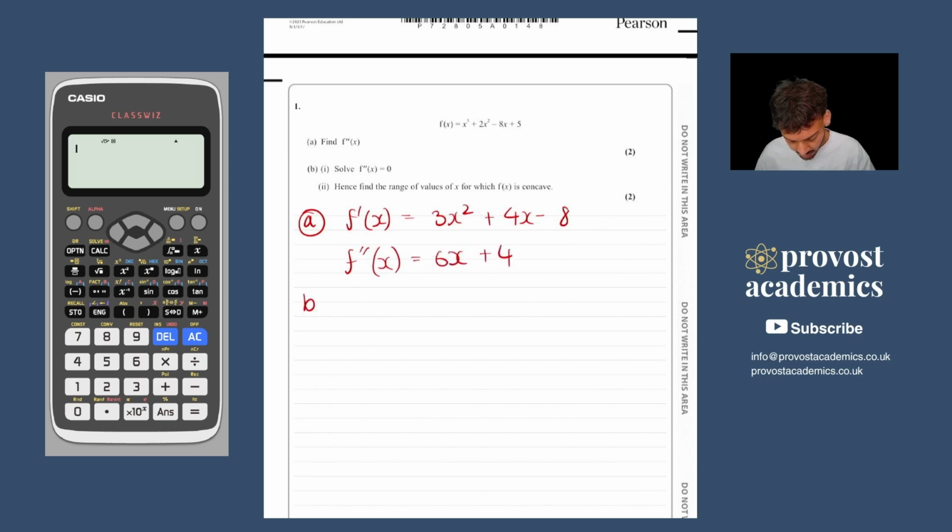Part B talks about solving it equal to 0. Pretty straightforward. We make the second derivative equal to 0, so 6x plus 4 equals 0, and therefore x must be equal to minus 2 over 3.